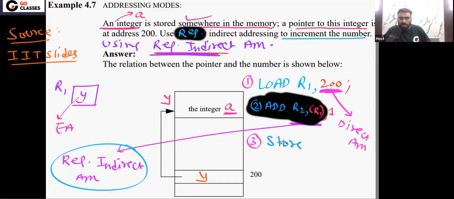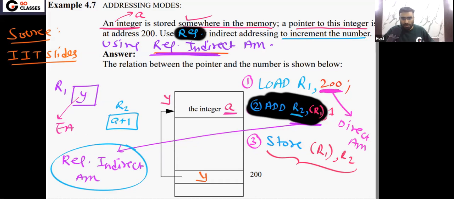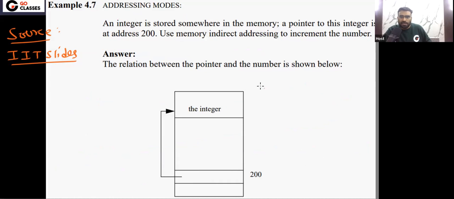Okay, is this clear? So basically in this register R2 you are storing A plus 1, and then finally this R2 value you store. This R2 value you put where? You put here. Okay, so this is the answer. Let me explain if you did not understand. So remember, the first step will be this. The first step, you load in this register R1.